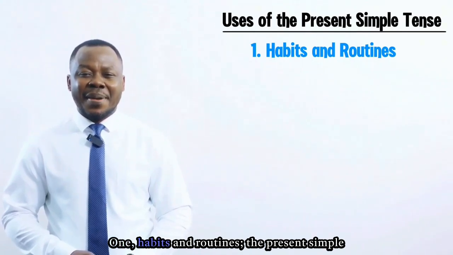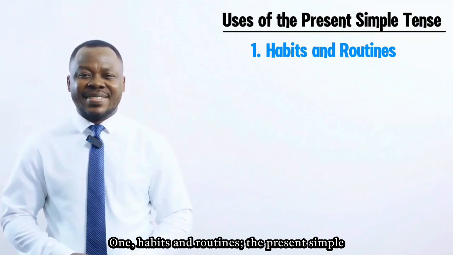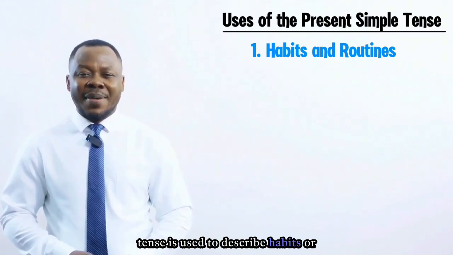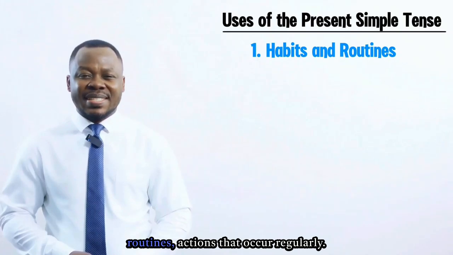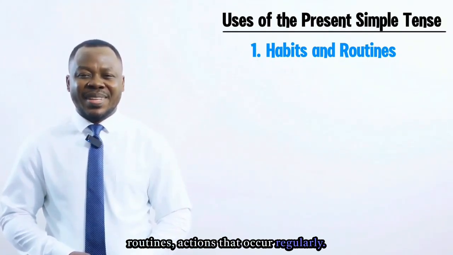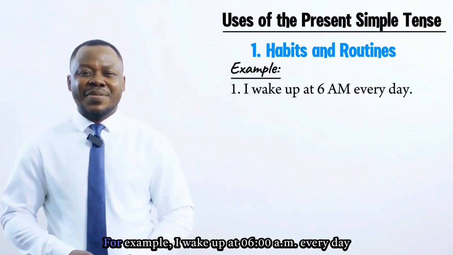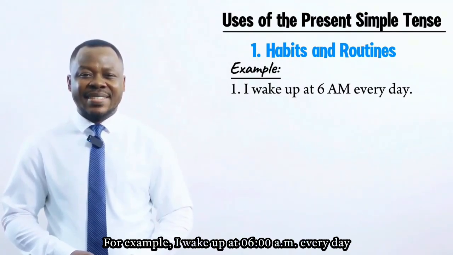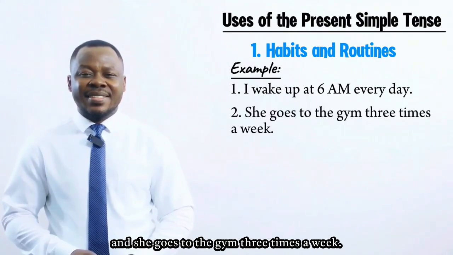1. Habits and routines. The present simple tense is used to describe habits or routines, actions that occur regularly. For example, I wake up at 6 a.m. every day, and she goes to the gym 3 times a week.